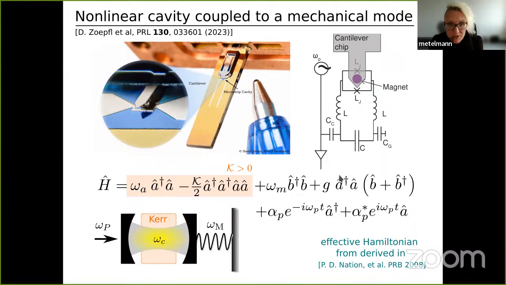This Hamiltonian for such a circuit was already derived in 2008 by Nation, Blencowe, and Miles. And they already claimed in that paper that perhaps this nonlinearity can be helpful to enhance the cooling and also the detection strength. So this was already out there. But we took another look at this work and modeled it.